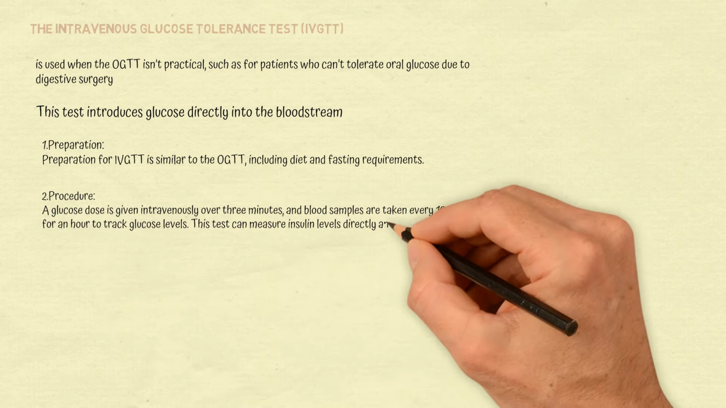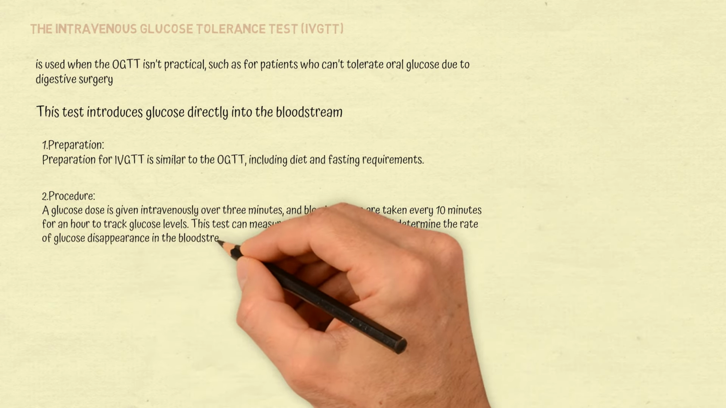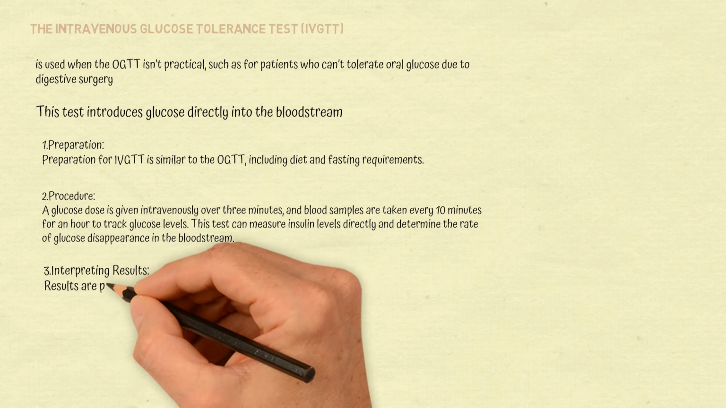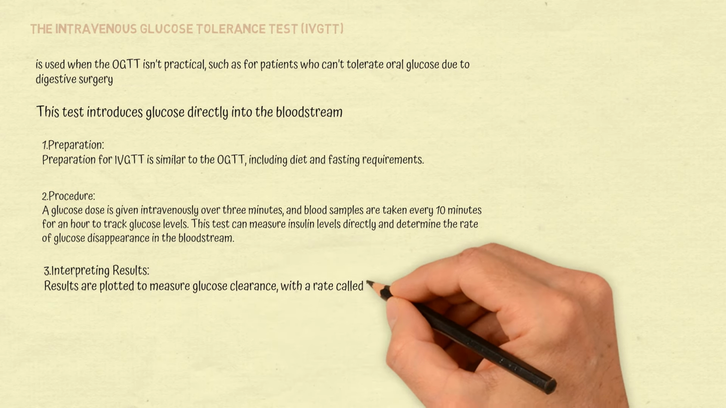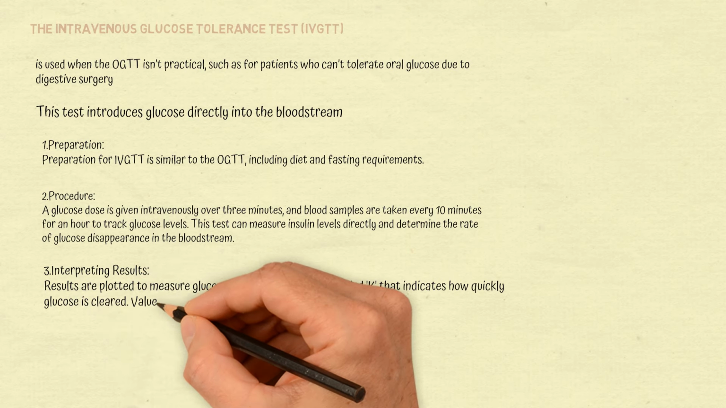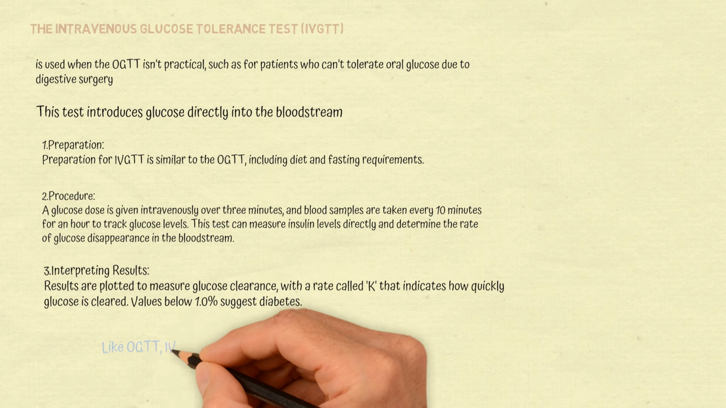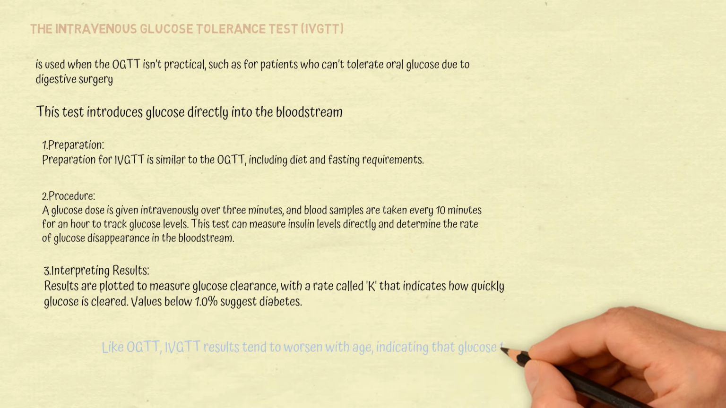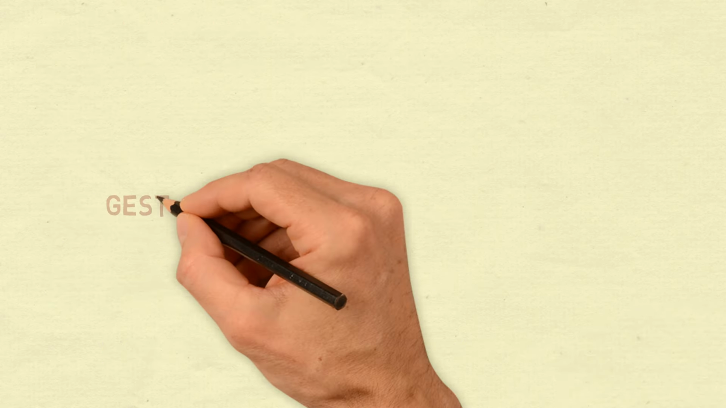This test can measure insulin levels directly and determine the rate of glucose disappearance in the bloodstream. 3. Interpreting results. Results are plotted to measure glucose clearance, with a rate called K that indicates how quickly glucose is cleared. Values below 1% suggest diabetes. Like OGTT, IVGTT results tend to worsen with age, indicating that glucose tolerance naturally declines over time.